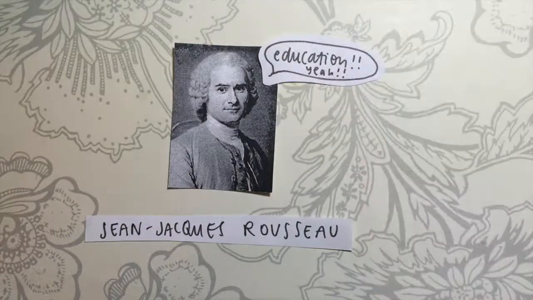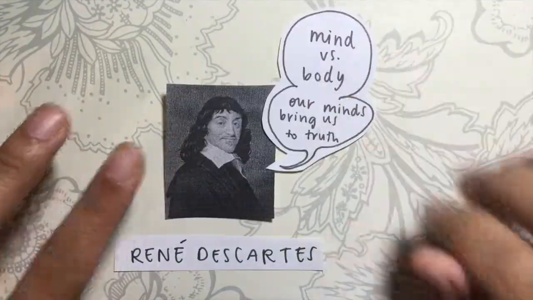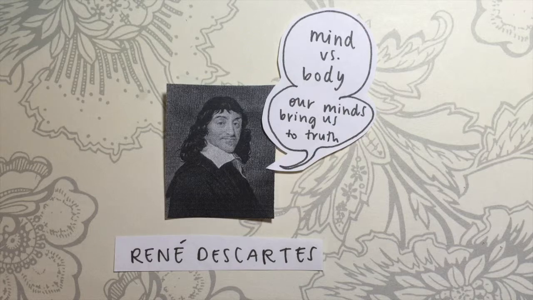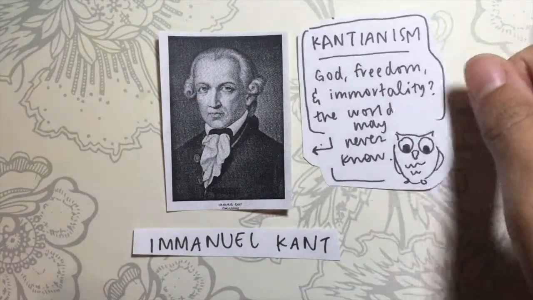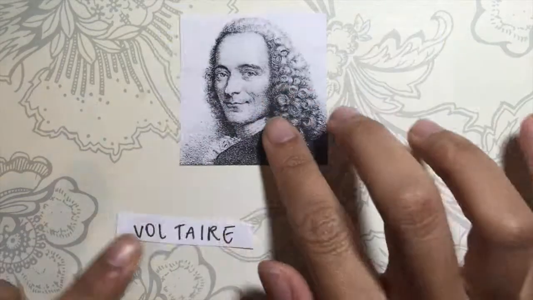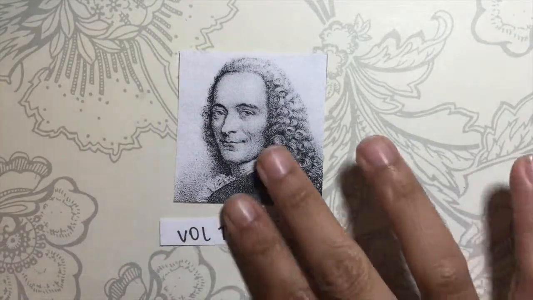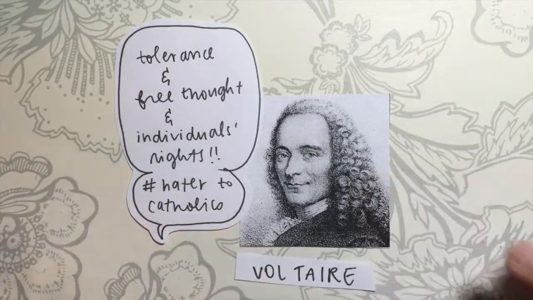Jean-Jacques Rousseau was a political theorist who pushed for education. René Descartes, or the father of modern philosophy, discussed the difference between the mind and the body and how only real truths come from what we think. Immanuel Kant created Kantianism, in which God, freedom, and immortality can't be proved or disproved, but they are essential. Voltaire was a French philosopher and a writer who advocated for tolerance, the rights of individuals, and free thought, although he attacked the Catholic Church.